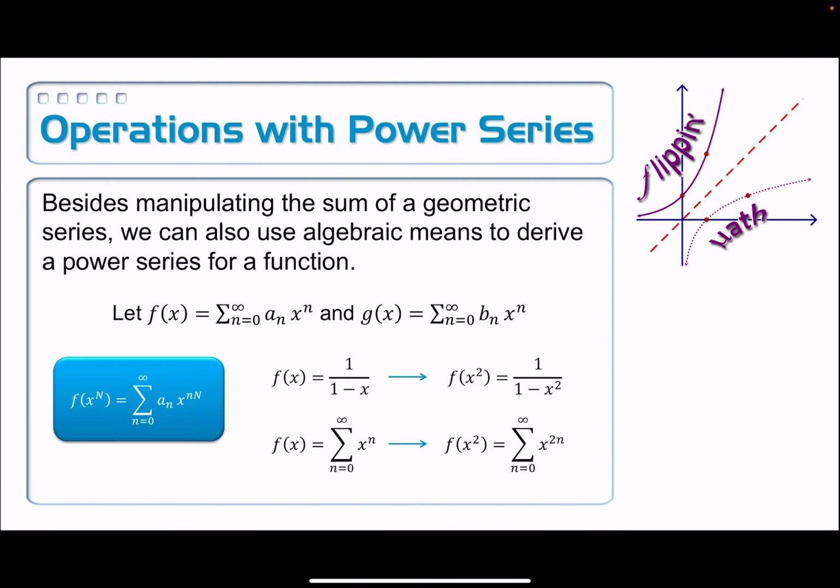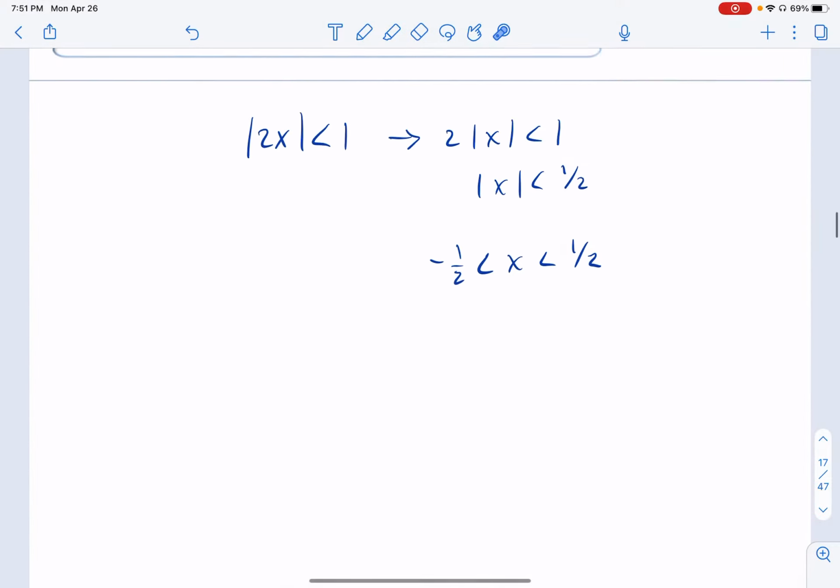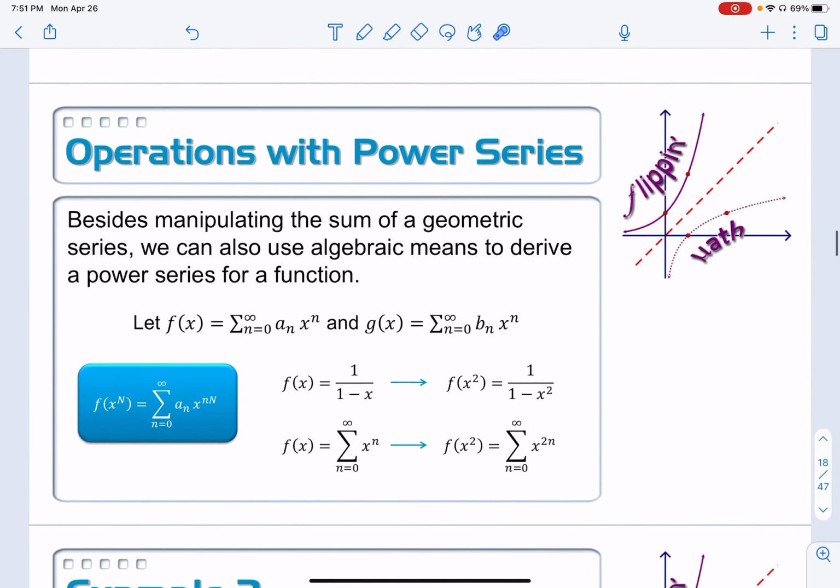So here, again, I'm curious to know, how does that affect our interval or radius of convergence, if it does at all?